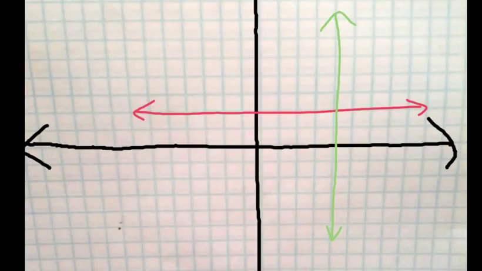Okay, let's look at the red line and the green line. Finding the slope of these is super easy because, look, the red line is a horizontal line. All horizontal lines have a slope of 0. So the red line, the slope is 0. The green line is a vertical line. All vertical lines have a slope of undefined. So the green line is undefined.